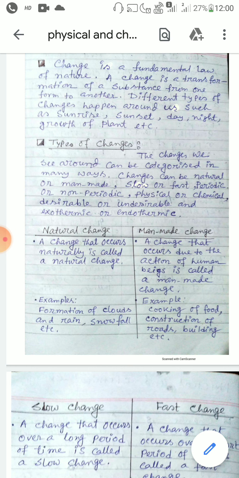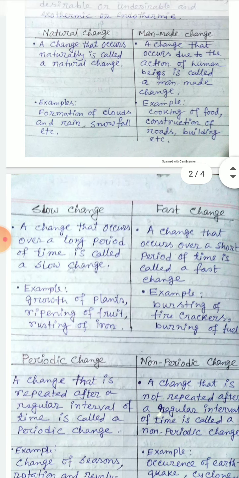So today we will learn about different types of changes. The changes we see around us can be categorized or classified in many ways. Changes can be natural or man-made, slow or fast, periodic or non-periodic, physical or chemical, desirable and undesirable. Among these, only physical and chemical changes we have already learned. Today I will discuss the rest of the types of changes. So first, natural and man-made change.